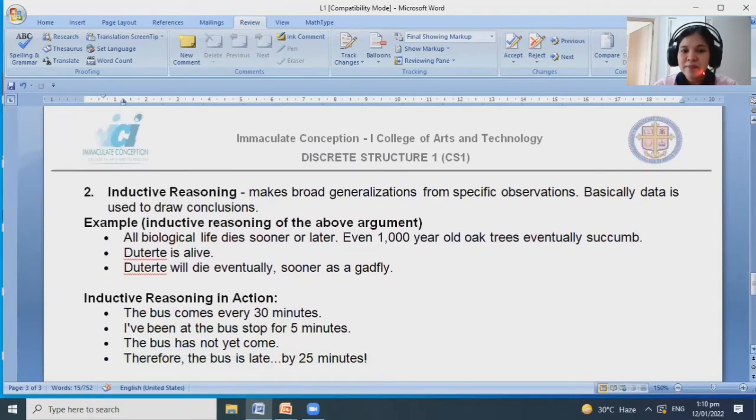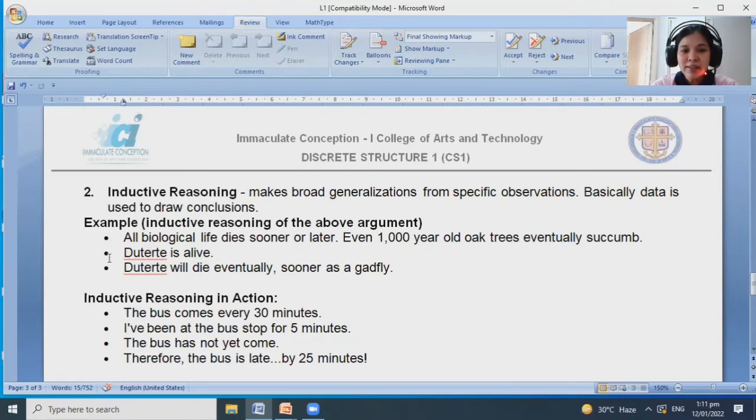Inductive reasoning makes broad generalizations from specific observations. Basically, data is used to draw conclusions. Okay, so when we say inductive, from specific to general, you will first provide a specific conclusion before you generalize or make a rule at the end.